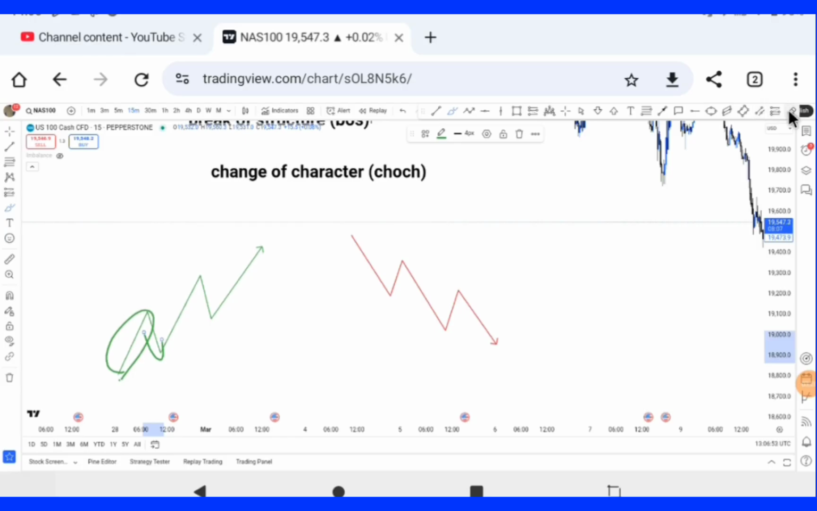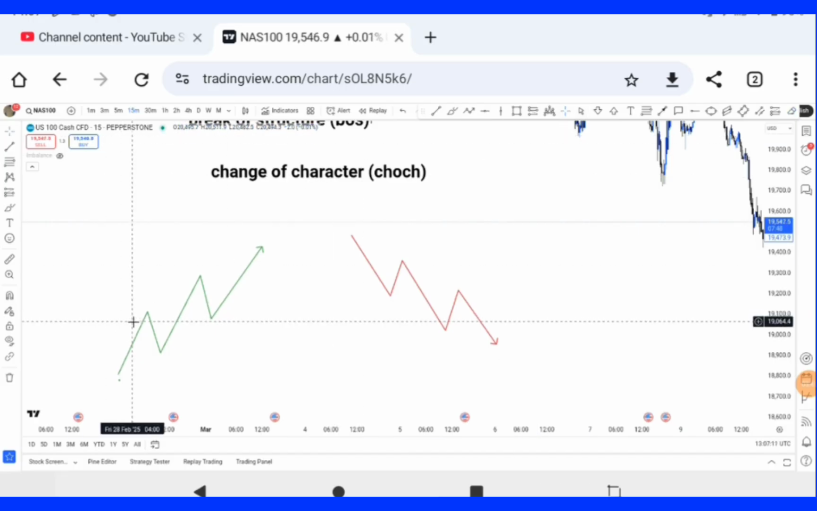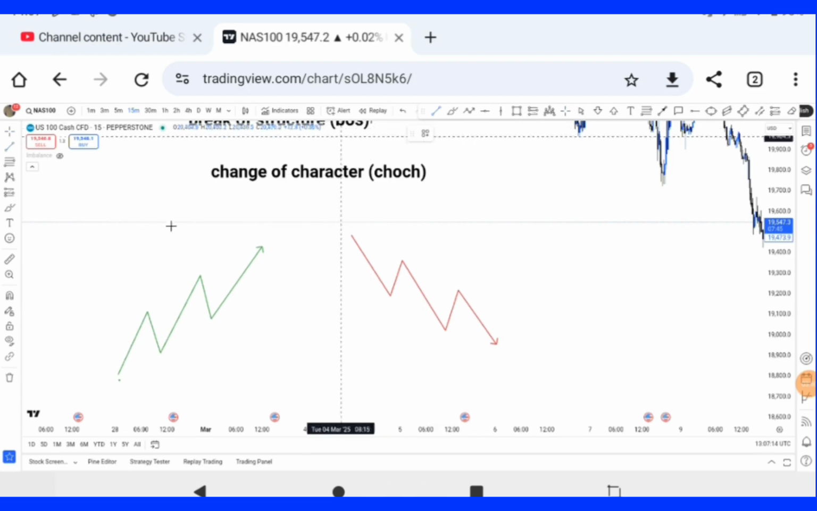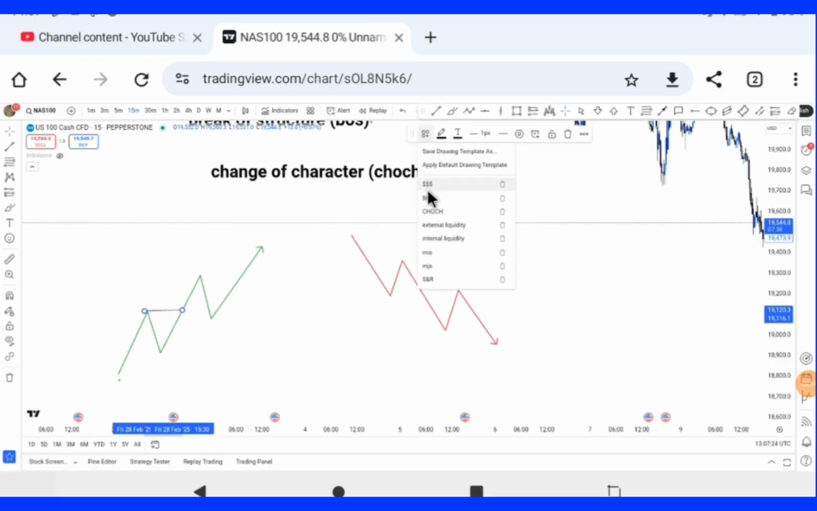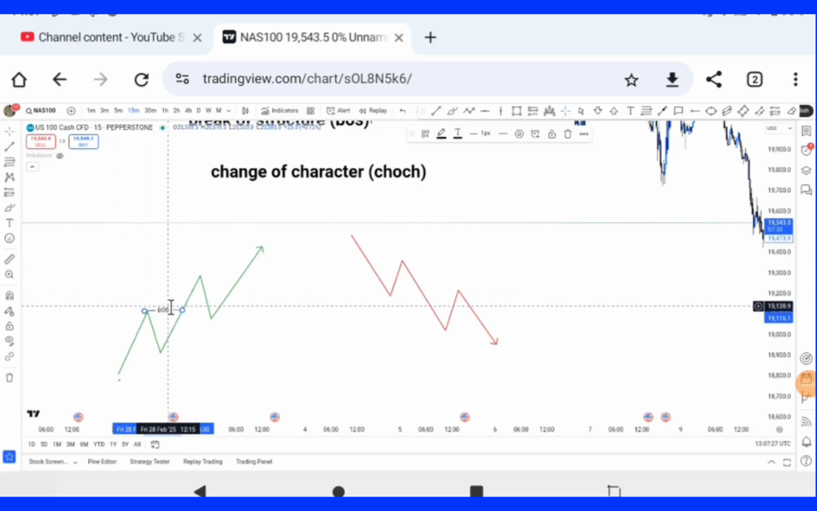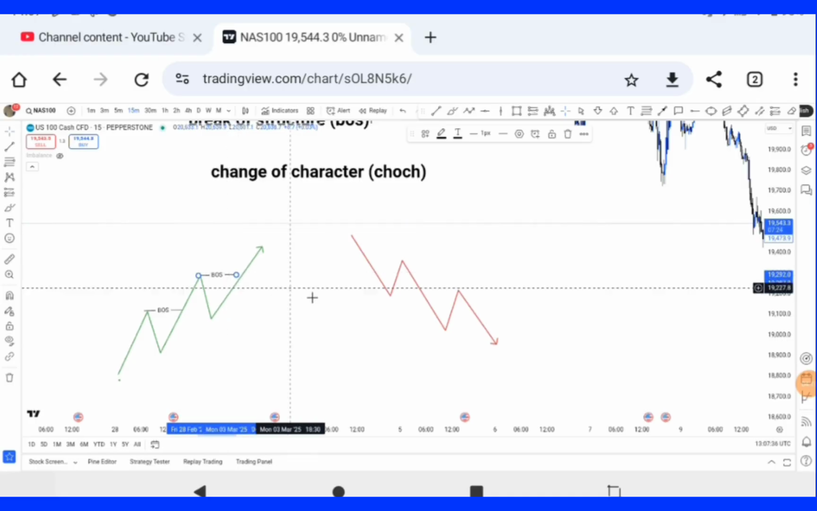You understand? If this external structure has been broken, that is break of structure, break of the external structure. But forget the external, forget the internal. Just know that this is a market structure, and once we have a breakout like this, that means we have a break of structure here. Let me label that as break of structure, and also there's another break of structure in this place, which indicates that the trend continues up.